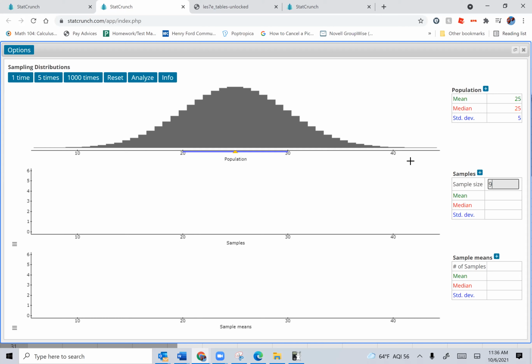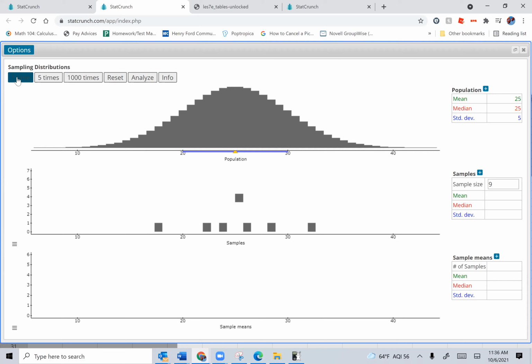So if I pick 1,000 samples, it's going to do 1,000 averages. If I do 10,000 samples, it's going to do 10,000 averages. And it's all before you even blink your eyes, guys. It's all going to be done in the background. And we're going to ask the applet to do a histogram of those values, and we're going to see what shape we get. So I'll pick 1 sample.